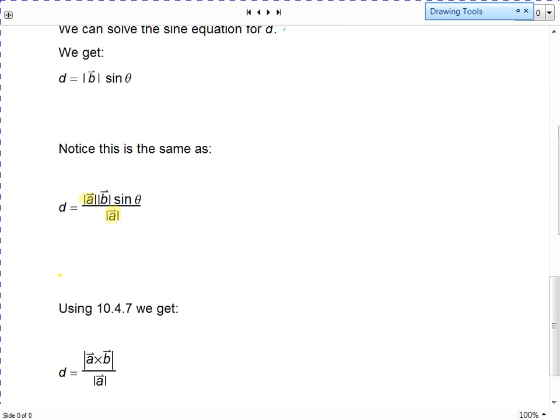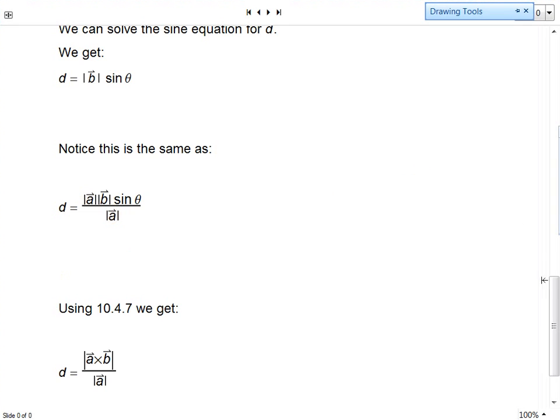Isn't it the top? If you go back in your notes, the magnitude of A cross B is the magnitude of A times the magnitude of B times sine of the angle between them. So by introducing that A on top and bottom, I've been able to come up with a way of rewriting everything in terms of a cross product, which is clever. So the distance between the point and the line is the magnitude of the cross product of A and B over the magnitude of A. And that's it.